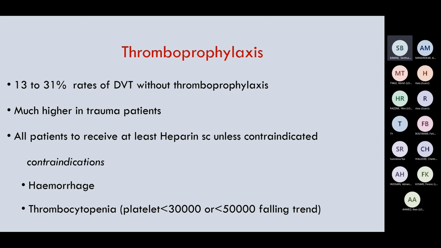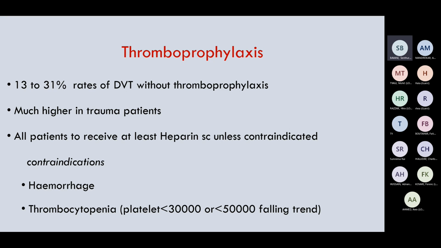I will discuss the supportive care. As supportive care in the ITU, we can look at thromboprophylaxis. About 13 to 31% of patients without thromboprophylaxis will develop DVT, much higher in trauma patients. All patients should receive at least subcutaneous heparin unless contraindicated.